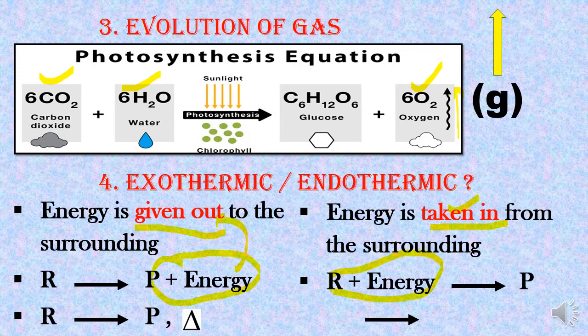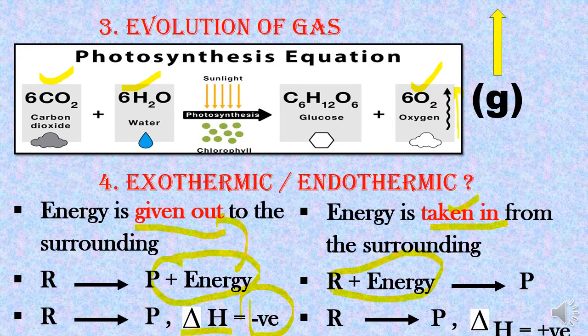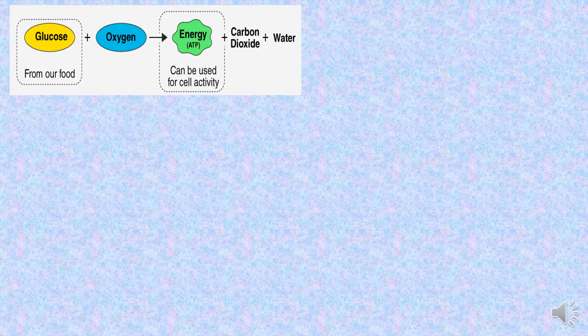Alternatively, it can be represented like this also. Reactant produces product, delta H is equal to negative. Here delta H represents the change in the heat or energy. Negative represents that the energy is given out. And the endothermic reaction can be represented like R produces P, delta H is positive.